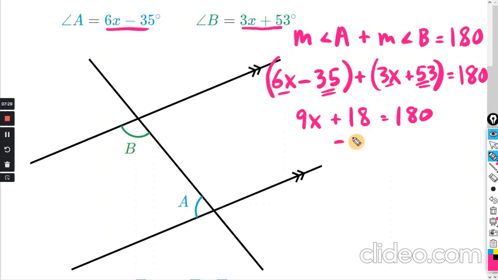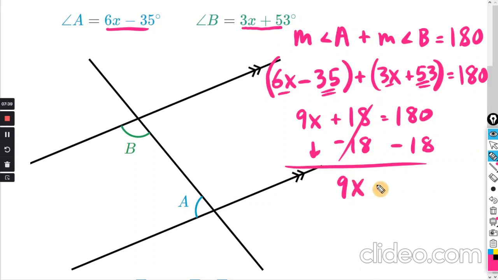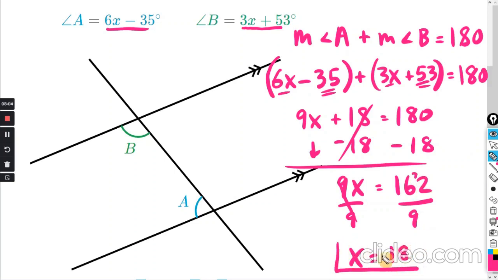Solving for x, I want to subtract 18 on both sides. The 18s cancel. Bring down your 9x. And 180 minus 18 is going to give us 162. And dividing both sides by 9 in order to solve for x. The 9s cancel. 9 into 16 goes once. Carry the 7. 9 into 72 goes 8 times. So x equals 18.